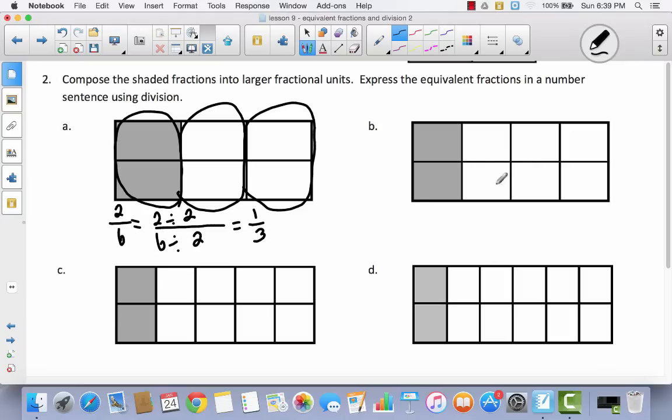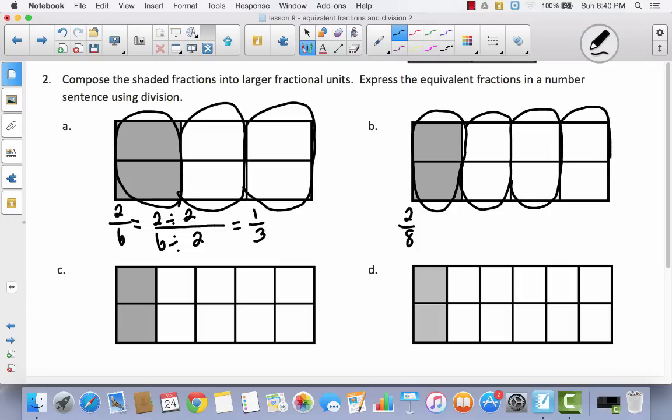All right, same situation here. I have 1, 2 out of 1, 2, 3, 4, 5, 6, 7, 8. So I have 2/8. So now I'm going to compose them. Well, I'm going to go ahead and group these 2 together, and these 2 together, and these 2 together, and these 2 together.